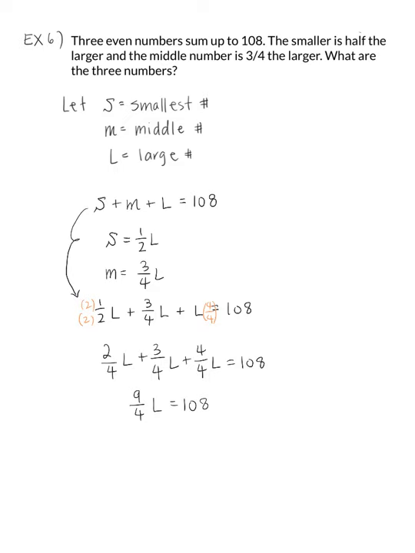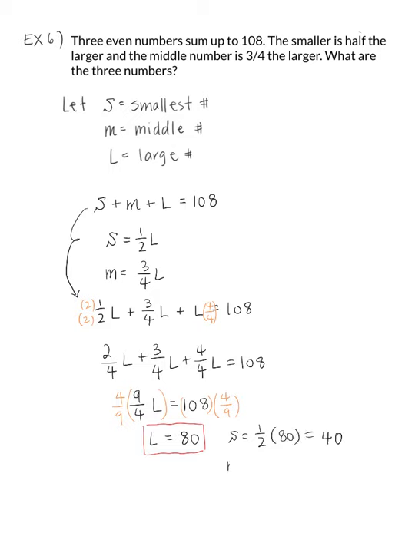Okay, now solving for L, what do we do? Just multiply it by the reciprocal of 9/4, which is 4/9, to both sides. So then here we're going to have L equals, what is that, 80? All right, so we got our largest number. Now using that, I should be able to plug that into our equation for S and then M. So this implies that our S is 1/2 times L, so it's going to be 1/2 times 80, which is going to be 40.